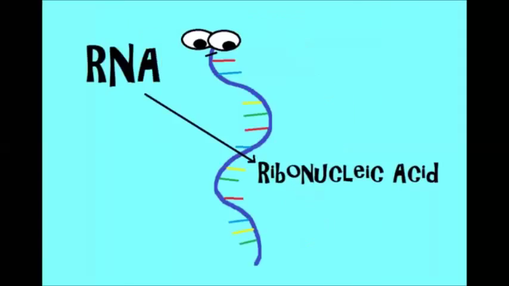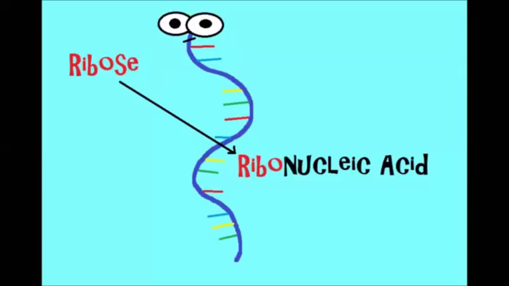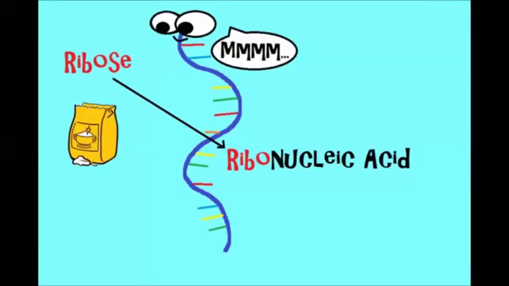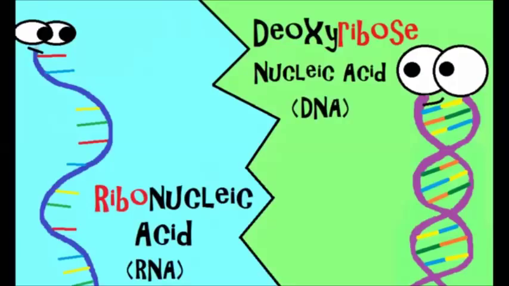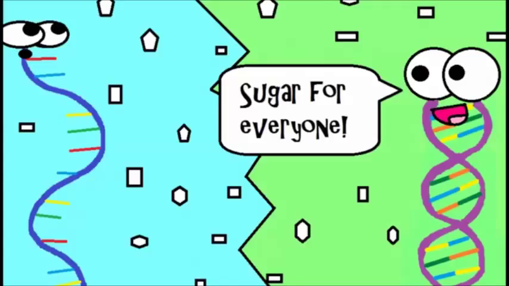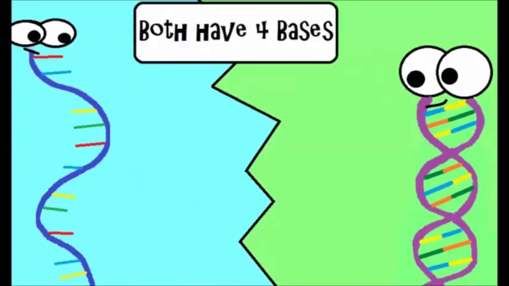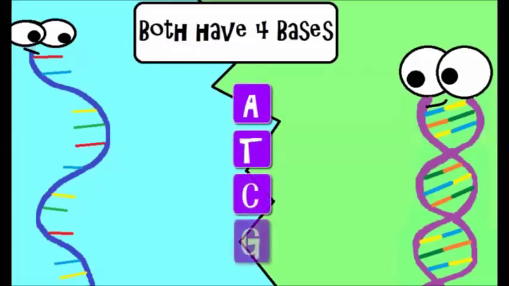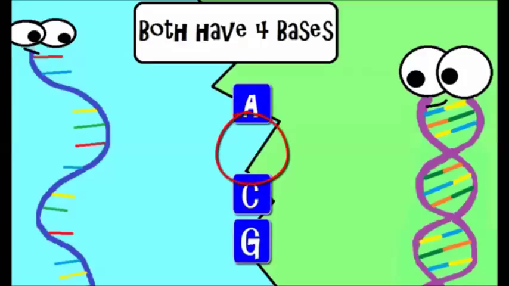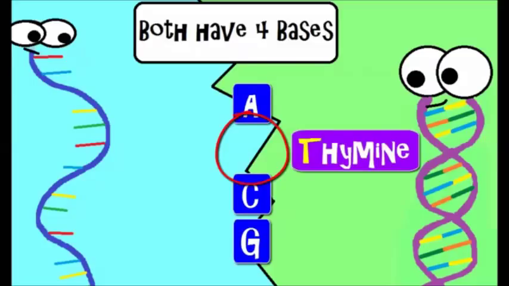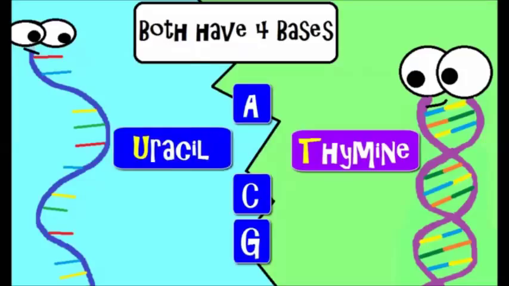RNA, on the other hand, stands for ribonucleic acid. The ribo, that's actually part of ribose, which is a sugar. So just like DNA had deoxyribose, RNA has ribose. They both contain a sugar. RNA also has 4 bases. Remember in DNA, they were A and T, C and G. Well, in RNA, you have all the same bases except for one. There is no T, otherwise known as thymine. There's no T in RNA. Instead, it's a U. The U is for uracil.